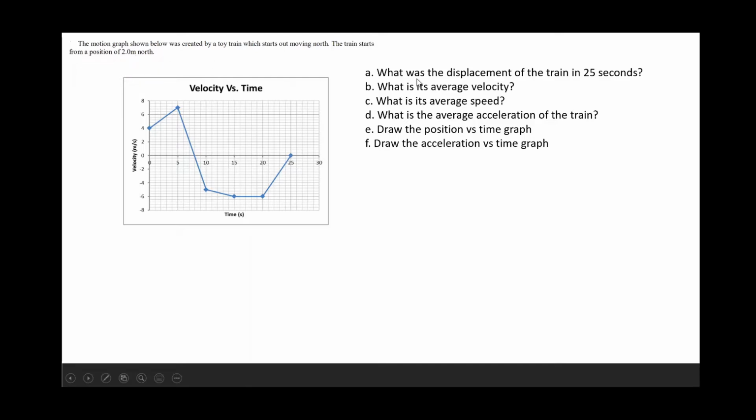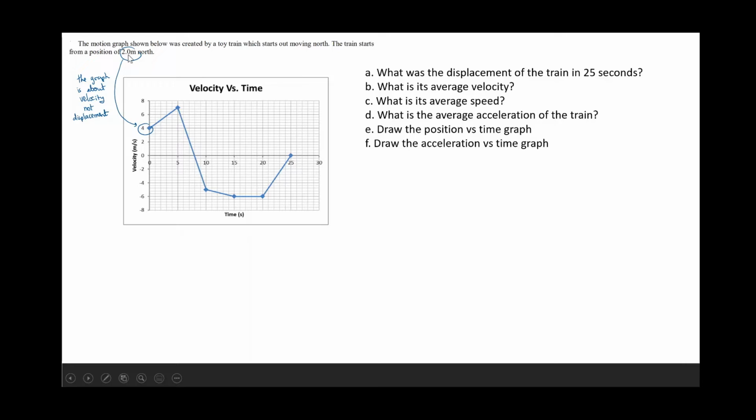In Part A, we're going to find the displacement of the train in the full 25 seconds from start to finish. Velocity is the derivative of displacement. We're given velocity, and to come back to displacement we use something called the antiderivative. You do not need to know antiderivatives at this time to solve this question, because this graph is made of linear pieces.